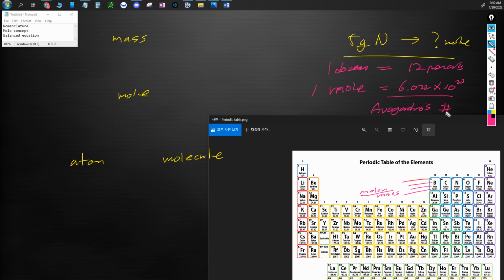Avogadro's number. How do you come up with this? There are a whole bunch of stories behind it, but we don't have time for that. But that's basically what it is. So instead of saying this many atoms or molecules, we just call it 1 mole of atoms or 1 mole of molecules. This is like a little grouping for simplifying numbers.